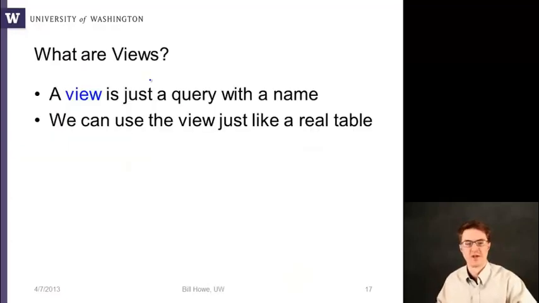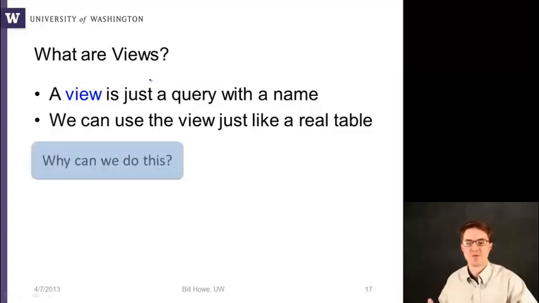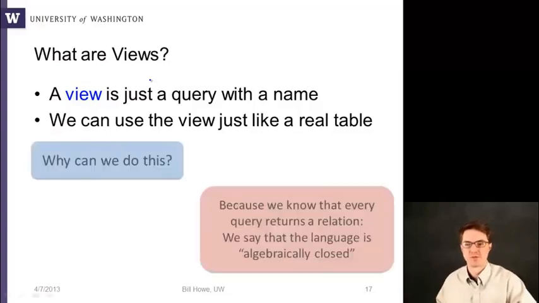A view is just a query with a name. So I write a query, I give it a name, and I put it in the database. Now, I can then access that view as if it was a table in the underlying database itself, as if it was a physical table. So why can we do this? Well, I talked about this notion of algebraic closure before, and this is exactly what allows us to do this. Every query returns a table. We take tables on the input, we do some manipulation of them, and we produce tables. So we say that the language is algebraically closed. Any result of a view will always be something that we can then add other queries on. So we can stack queries on top of queries on top of queries.